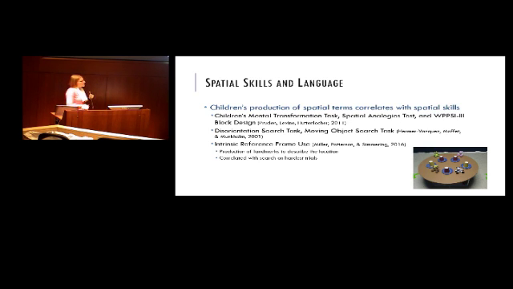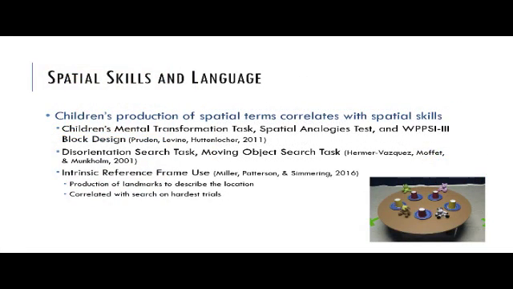But we found that if we ask children to describe where the toys are hidden, their production or description of the landmarks in the task, so saying something like the cup by the frog, was correlated with their search on those trials when it's the hardest to find where the toy was hidden. So those are the correlational studies showing that children's abilities to produce or comprehend spatial words relates to their spatial skills. There are also experimental manipulations in which you provide different kinds of verbal information to children to see how that supports their spatial task performance.